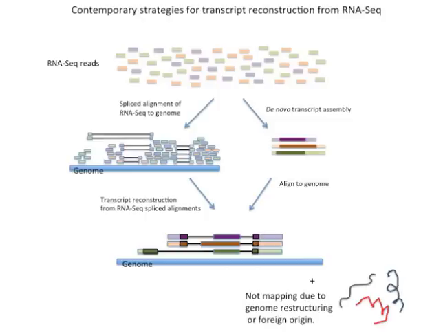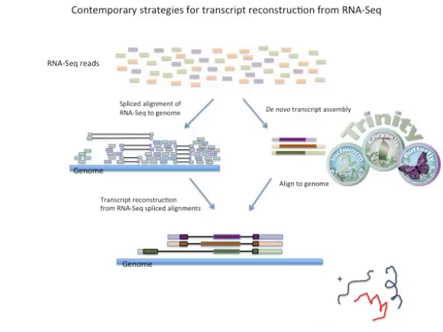But in this case, we'll also retain those transcripts that are not well represented by a reference genome, such as due to the genome restructuring that often occurs in cancer genomes, or due to having a foreign origin, such as from viruses. For de novo transcript assembly, we developed a tool called Trinity, and Trinity is a primary focus of what we're planning to leverage and make more accessible to researchers as part of a cancer transcriptome analysis toolkit.